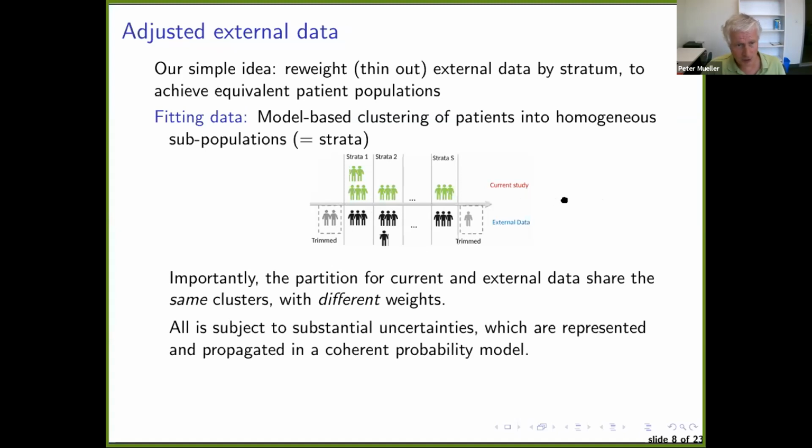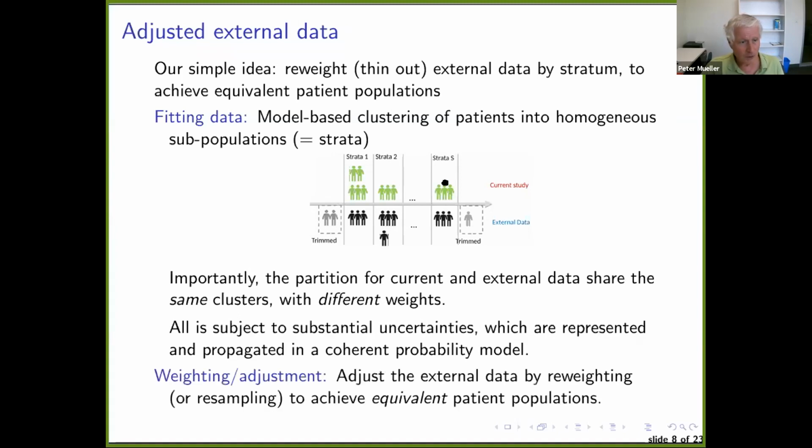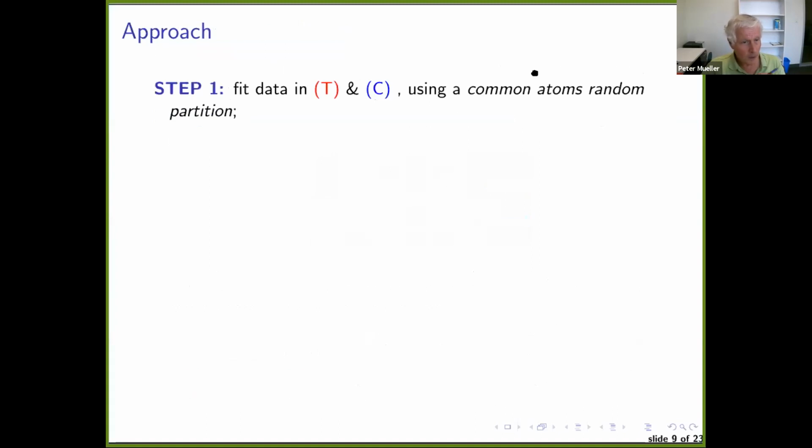Important in this scheme, and that's already clear in that cartoon here, is that the current data and the historical data need to share the same clusters. They need to share the same atoms that define the clusters. We'll come back to that. So they share the atoms, but they have different weights. Of course, that construction is subject to massive uncertainties because there's no single way of achieving that clustering. There's lots of uncertainty. And if we want to succeed with creating equivalent populations, we have to account for all these uncertainties. And that's exactly what we shall do.